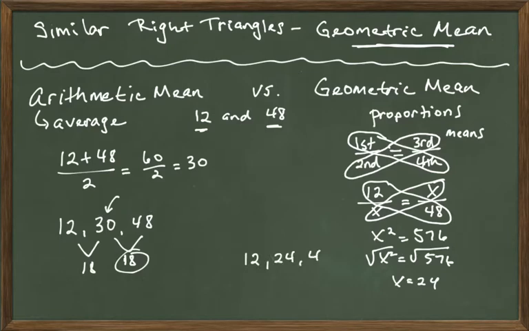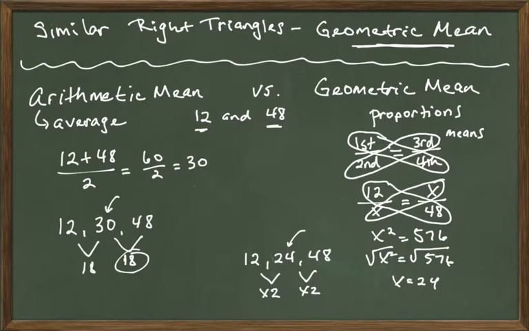If I look at that another way, I can think about what number I multiply by these numbers to get to the next one. If I multiply 12 by 2, I get 24, and if I multiply 24 by 2, I get 48. So 24 is exactly in the middle, so it would be considered the geometric mean. Okay, so we're going to use that with similar right triangles.